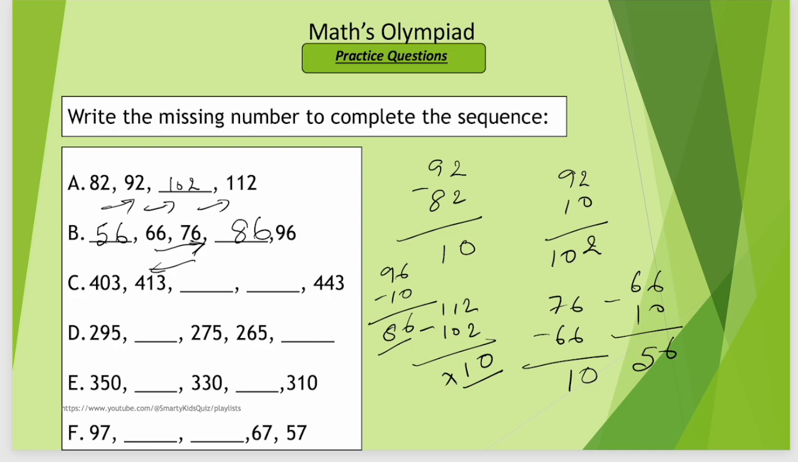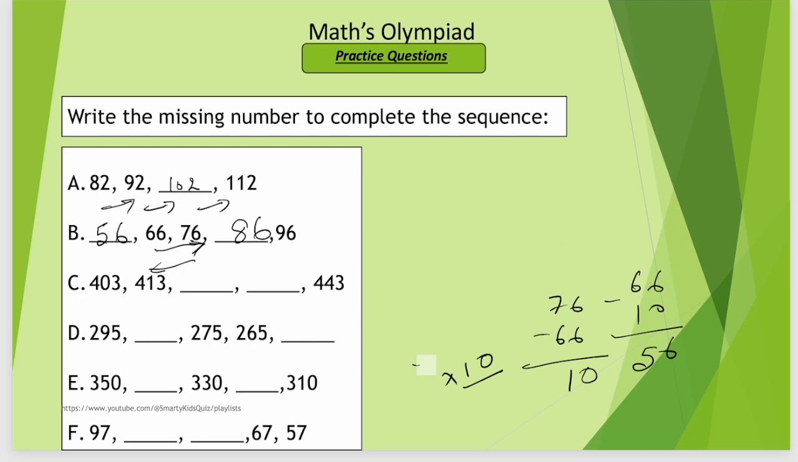Now let me erase it to get some space. Just 1 second, kids. I have some problem with my eraser. Yeah, let me just erase it so that I can get some space. Just a minute, kids.